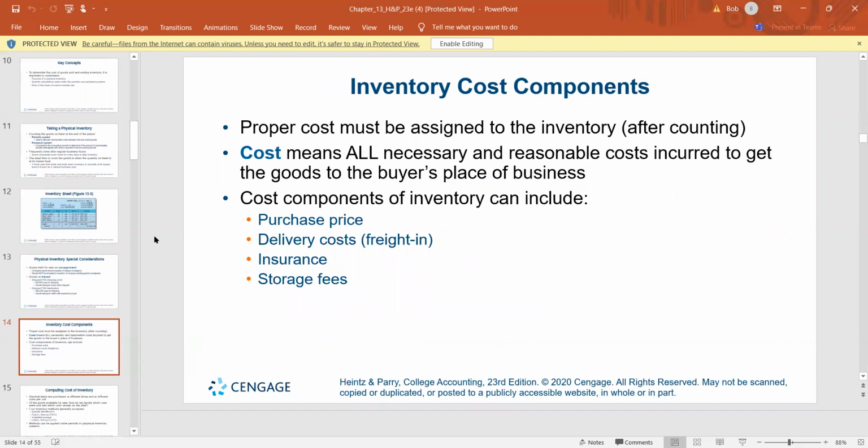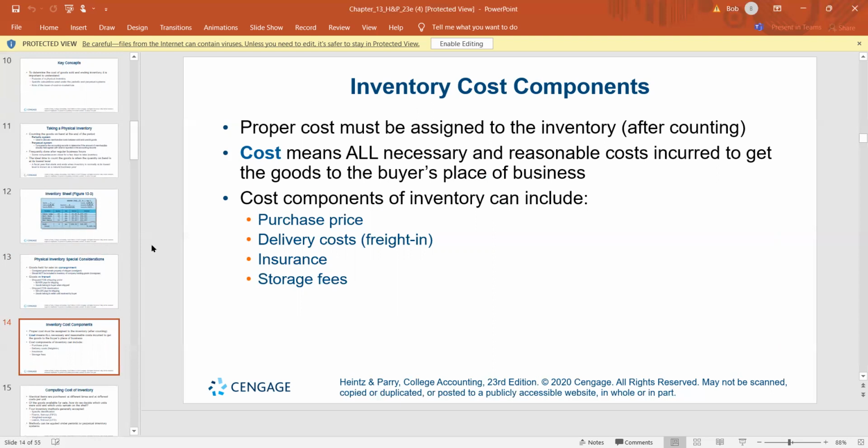What is part of the inventory cost? Proper cost must be assigned to the inventory after we count. Cost means all necessary and reasonable costs incurred to get the goods into your business. And these components consist of the purchase price, okay? We bought 1,000 barrels of oil from a refinery in New Jersey.